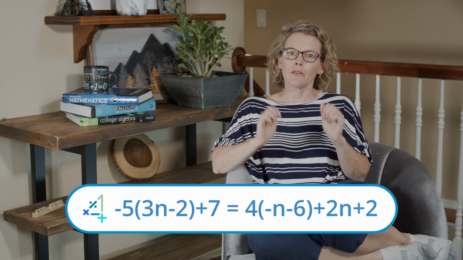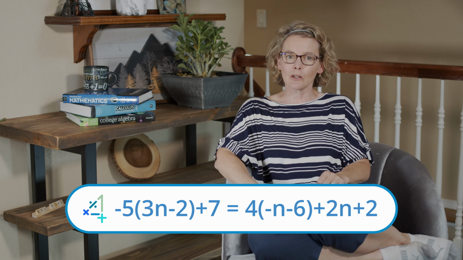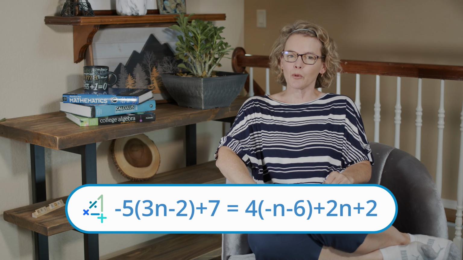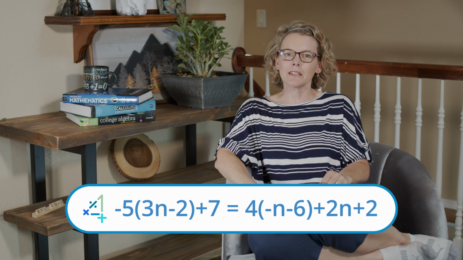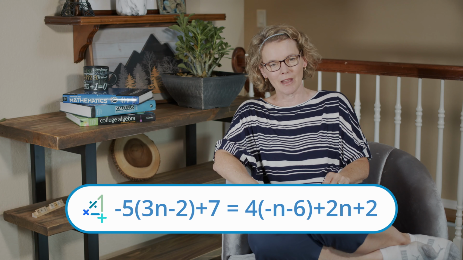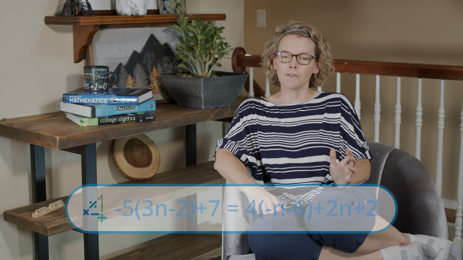-5(3n - 2) + 7 = 4(-n - 6) + 2n + 2. It is our job to figure out what that n must be to make this equation true. I feel like it would be very hard to do that without using our algebra techniques.